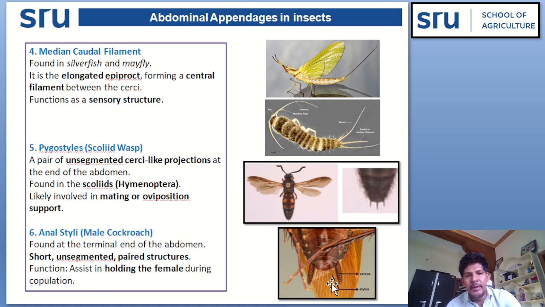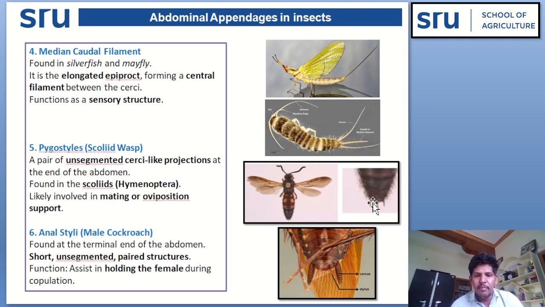Next is the median caudal filament. This median caudal filament is found in the mayfly and silverfish. It is an elongated epiproct forming a central filament between the cerci. So this is also a sensory structure.